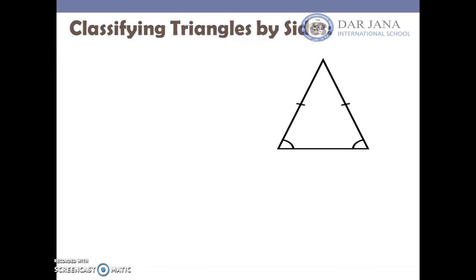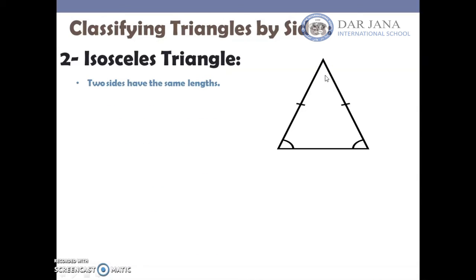Now, the other case, when you have two sides congruent and two angles congruent, as you can see in the figure, but not congruent to the third side or to the third angle, this is called an isosceles triangle. An isosceles triangle is a triangle that has two sides, at least two sides, that have the same length, and two angles have the same measure. So this is an isosceles triangle.